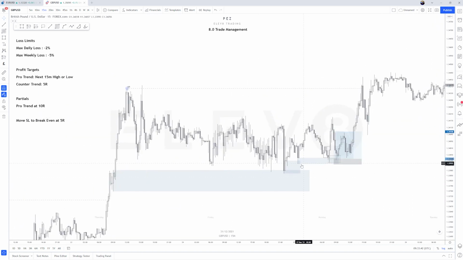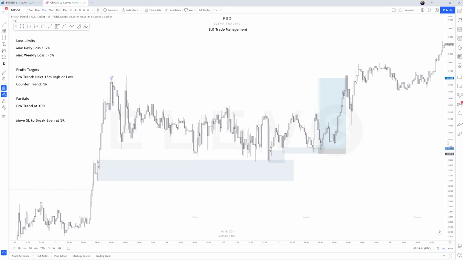So here I enter off of this demand chain. We get a change of character in London, and order goes here 50% of the extreme. And as you guessed, TP is at the pro trend high, and that's for 12R. So obviously 5R for break even, 10R for partials, and then full TP at the high of the range.